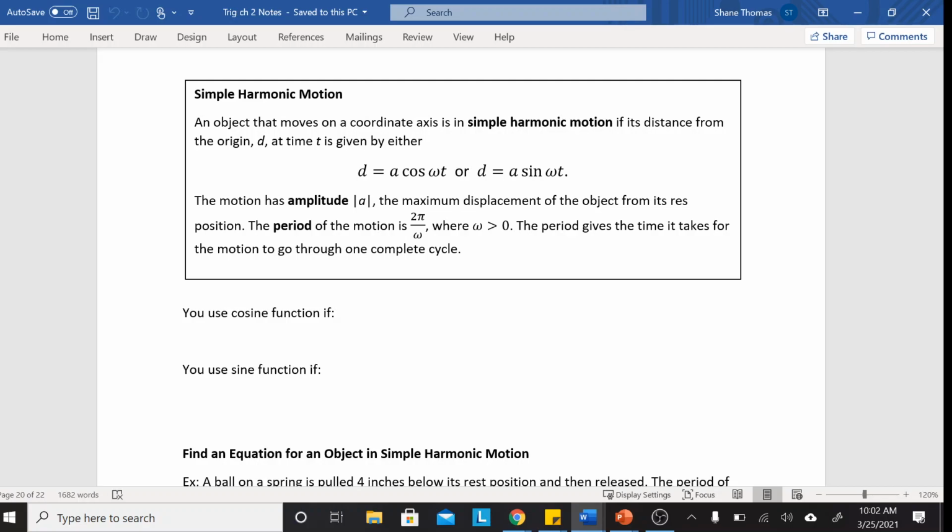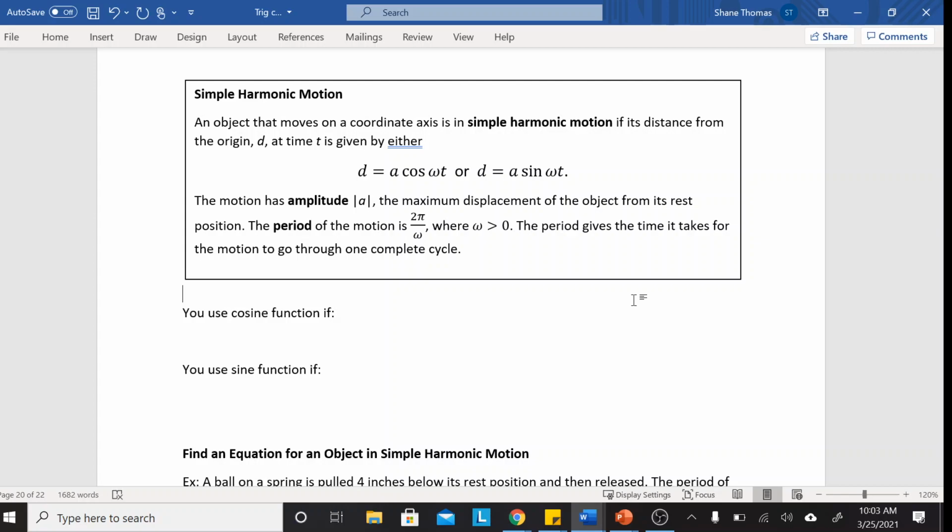In this case, the amplitude is your a, just like when we graphed sine and cosine functions before. The number in front is going to be your amplitude, and that's the maximum displacement of the object from its rest point. The period of the motion is going to be 2 pi over w, same as what we did before. Remember before we had it in A, B, and C? They changed the letters a little bit just to fit harmonic motion.